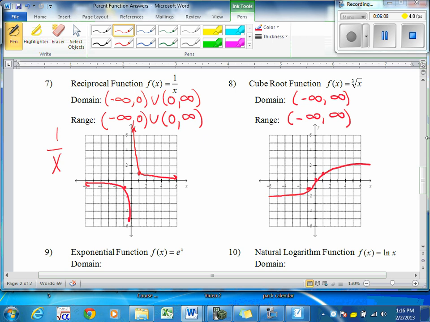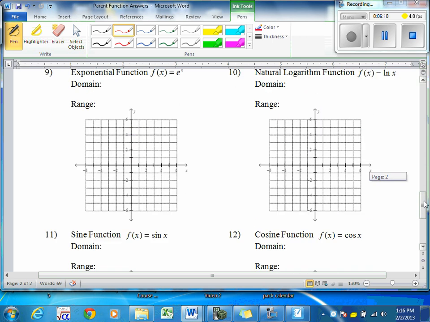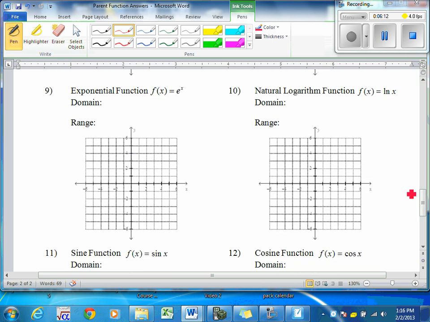Now we get a little bit harder. E, exponential function, e to the x. This goes through the point 0, 1. It gets close to, but never touches, never crosses the x-axis. And then it curves up. So my domain is all real numbers.